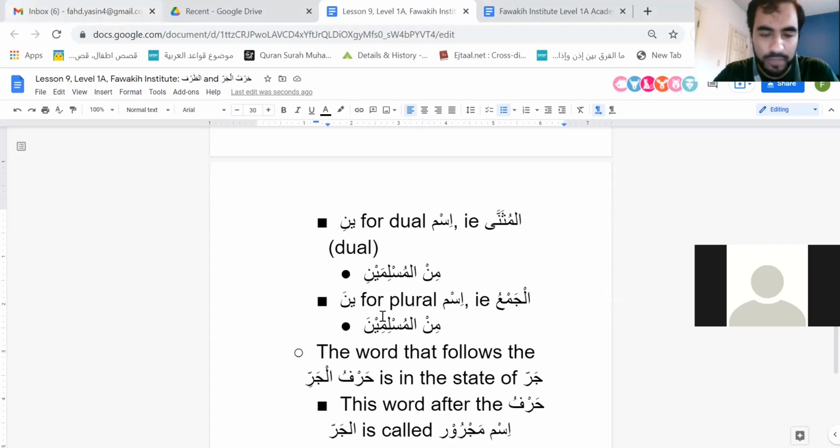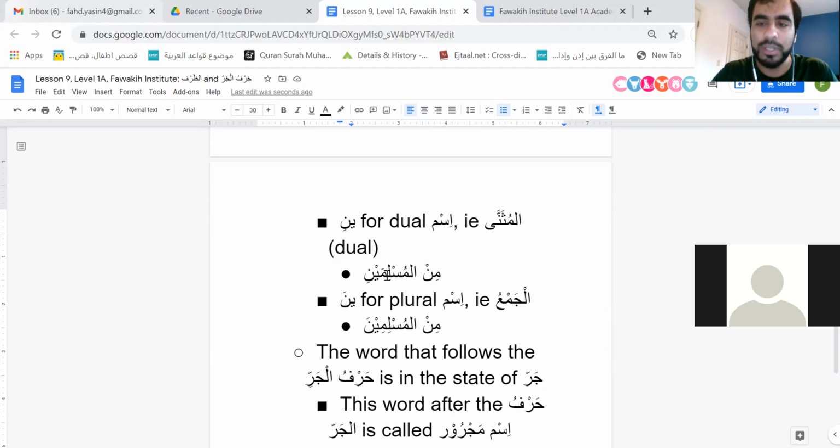For plural, it's the exact opposite. The meem has a kasra, or the last letter doesn't always have to be a meem, but in this case, the meem has a kasra, and then this noon has a fatha. So notice how for dual, it's switched around, right? For dual, the last root letter has a fatha, whereas in plural, it has a kasra. And the noon has a kasra for dual, and for the plural, it has a fatha. It's just switched around. So keep that in mind.